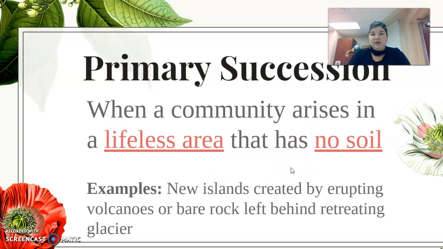When a glacier recedes or melts, it's also going to leave behind just the bare rock. So for the ecosystem to reform there, it would have to start by forming some preliminary soils.